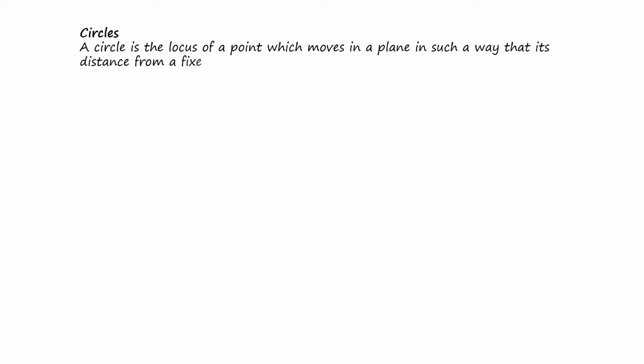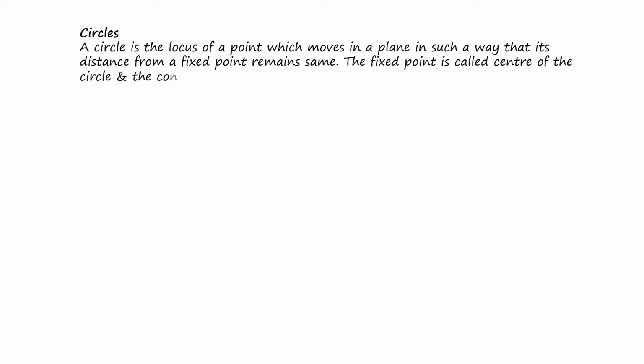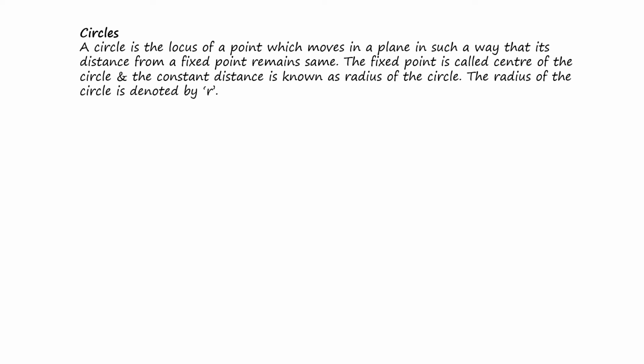Circles. A circle is the locus of a point which moves in a plane in such a way that its distance from a fixed point remains the same. The fixed point is called the center of the circle, and the constant distance is known as the radius of the circle. The radius of the circle is denoted by small r.